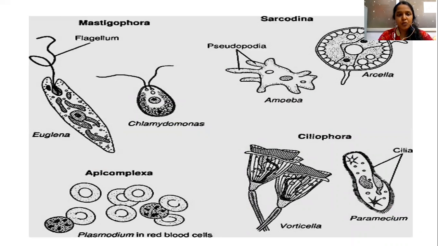So these are the examples: the mastigophorans, which have flagella as a locomotor structure, Euglena and Chlamydomonas. Whereas sarcodines have pseudopodia as locomotor structures, the Amoeba and Arcella. The next one is Plasmodium. Plasmodiums are parasites of RBCs; here we can see they are within the RBCs. Ciliophora, having cilia as locomotor structures, include Paramecium and Vorticella.